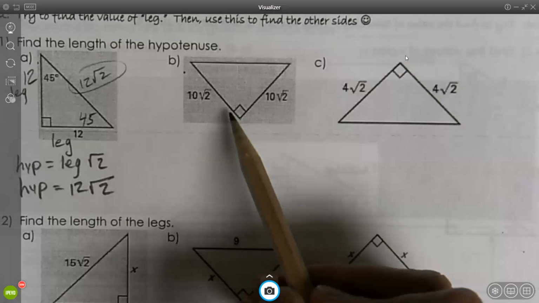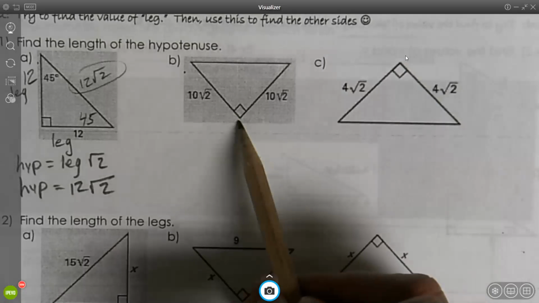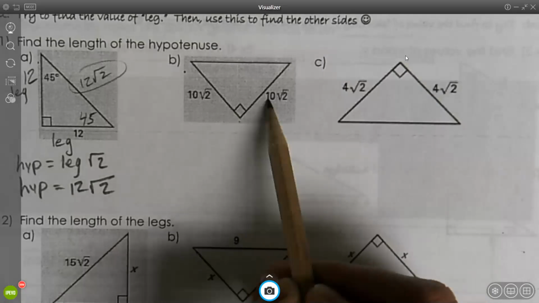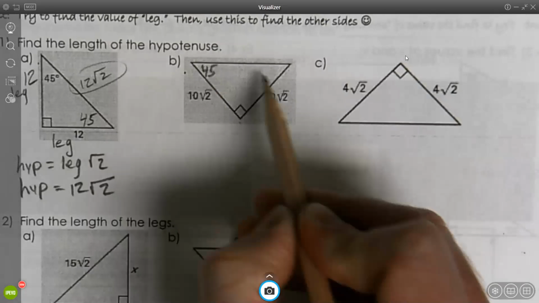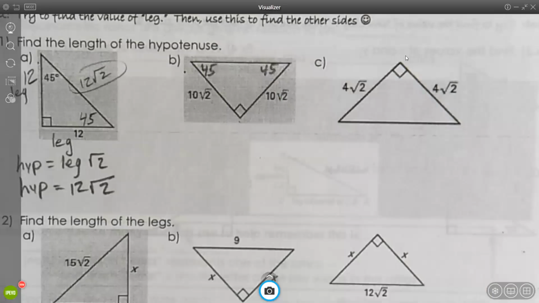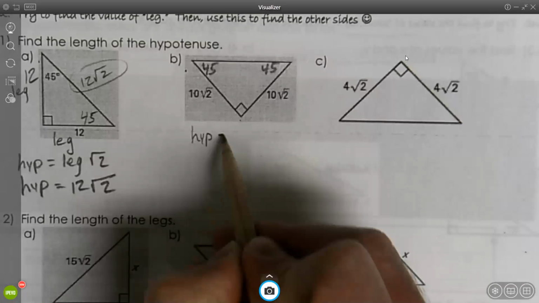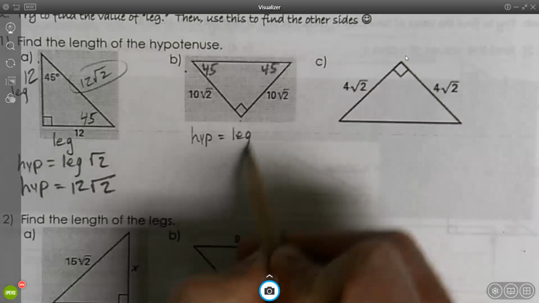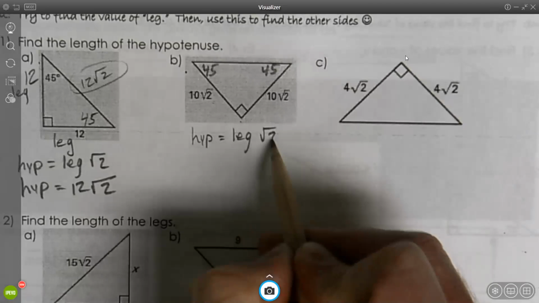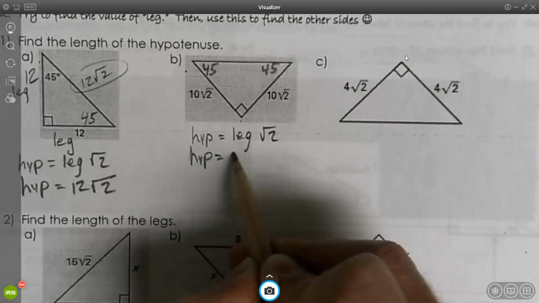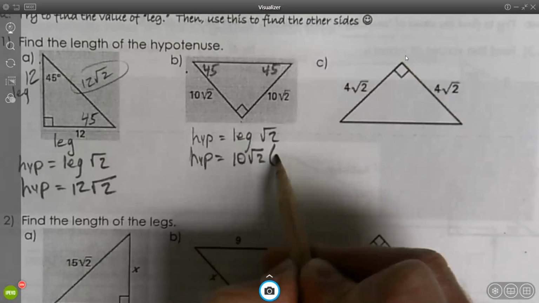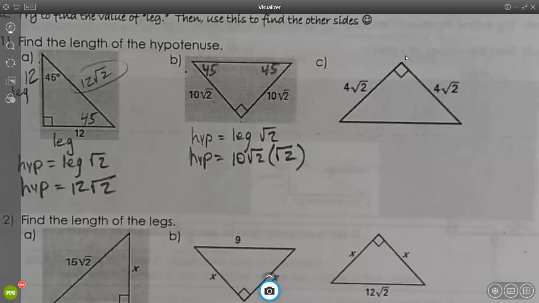Here we see we have a right triangle. We know two legs, the perpendicular sides, are the same measurement, so we know that the two angles have to be the same. Those two angles would both have to be 45 for the triangle to add up to 180. So this is a 45, 45, 90 triangle, and the hypotenuse is going to be the leg times root 2. The leg is 10 root 2, and we're multiplying it by root 2.